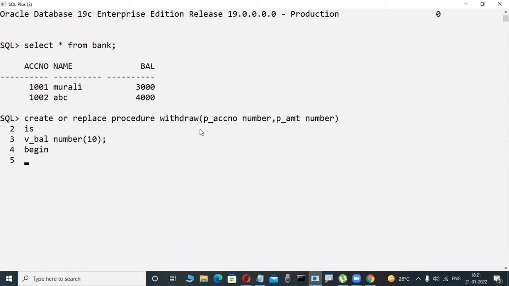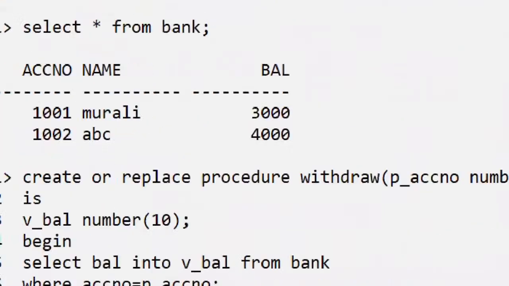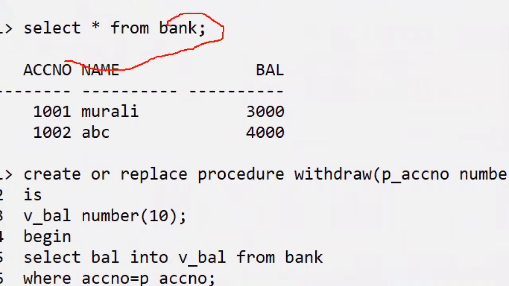Now check it out, concentrate here. Some coding is there. Select balance into v_balance from bank where account number is equal to something. Okay, fine. You may not have an idea about these things, but observe them logically. They are very easy actually. Suppose bank is a table, in table format, where your transactions are stored. I'm using this table in this PL/SQL code.